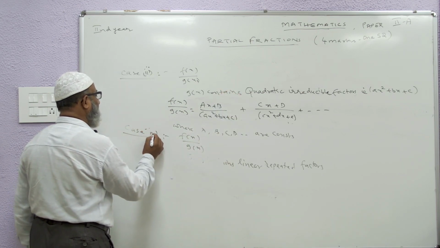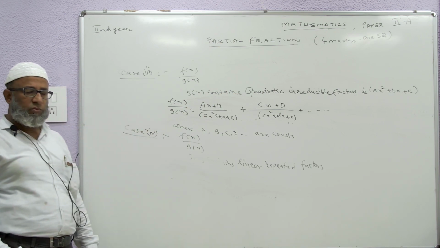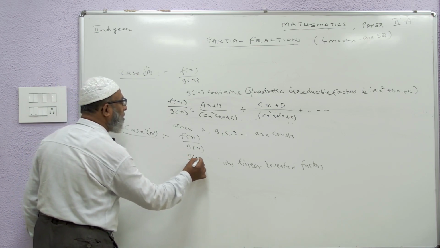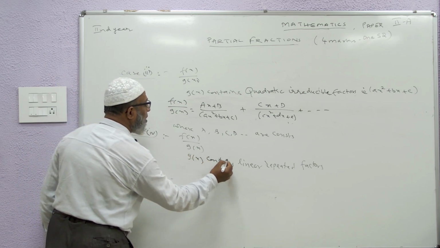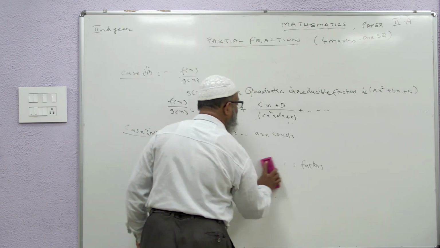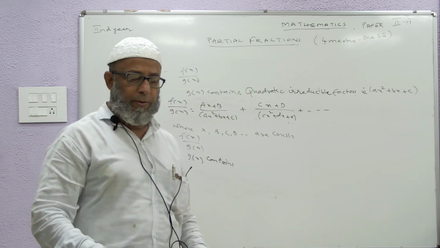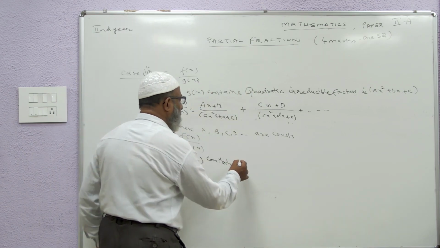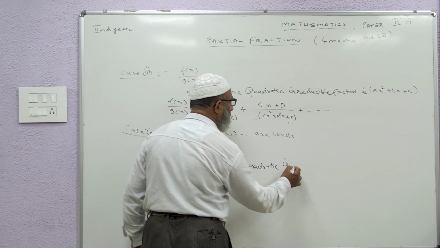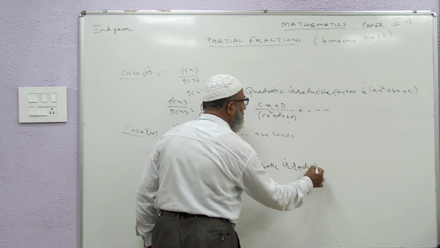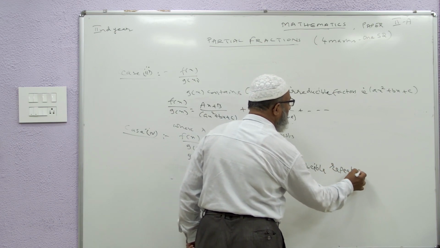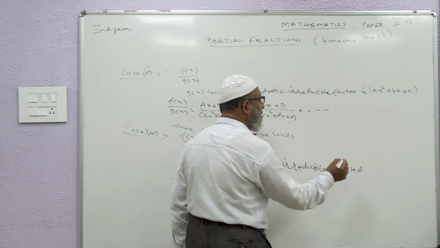Now, when I come to case number 4, again the fraction f of x by g of x, here g of x contains quadratic irreducible repeated factors.